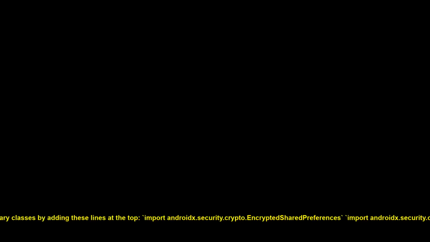Next, open the main activity file where you will implement secure storage. Import the necessary classes by adding these lines at the top: import android.security.crypto.EncryptedSharedPreferences, import android.security.crypto.MasterKey. Create a new function to set up the secure storage.